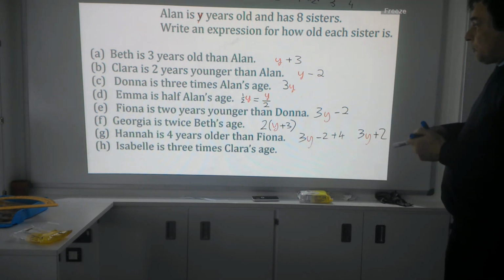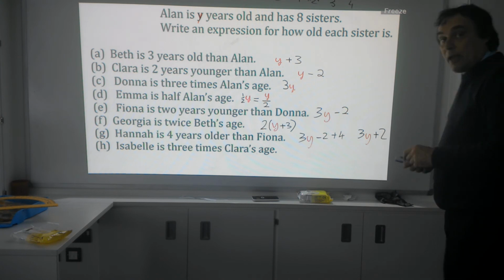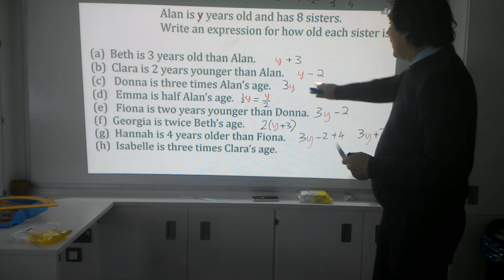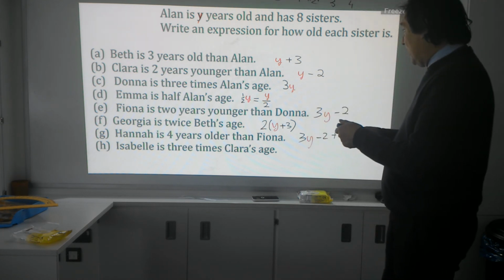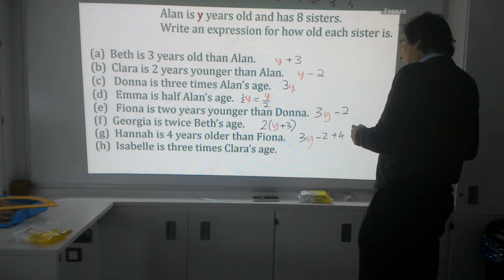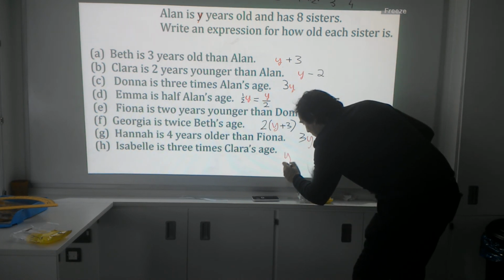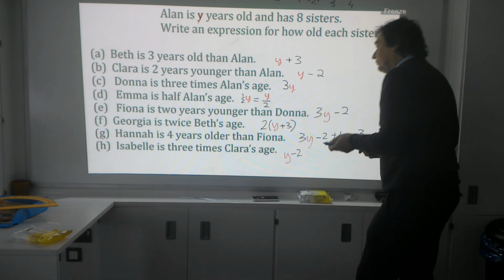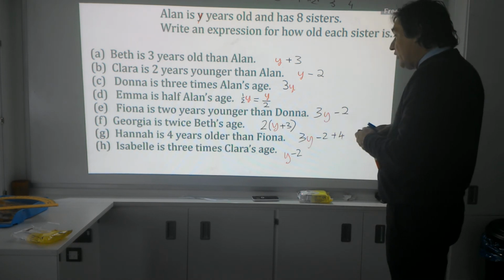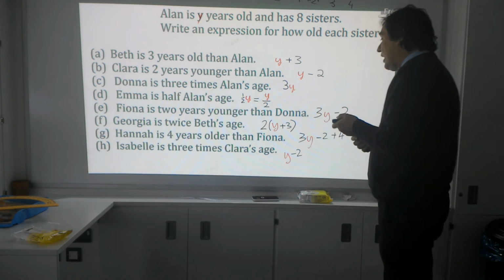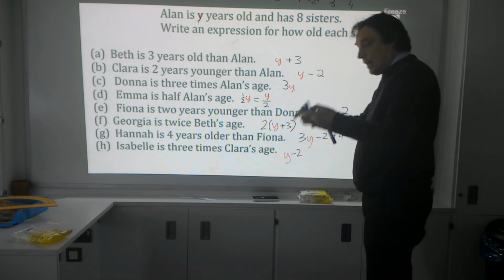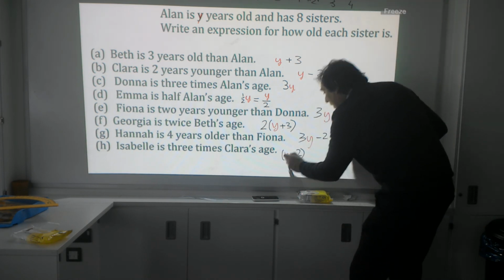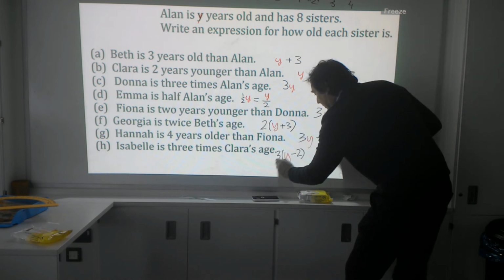And then the last one here is that Isabel is going to be 3 times Clara's age. So where's Clara? Clara is Y minus 2. So we write out Clara here as Y minus 2. Isabel is 3 times Clara's age. Remember, when we've got an expression like that, we want to multiply it by 3. What do we need? We need the brackets, and then we put the 3.